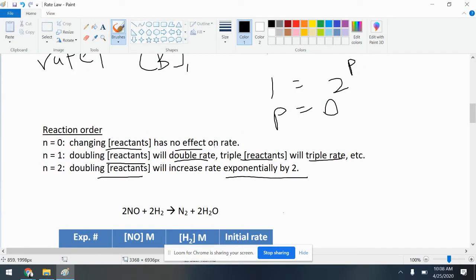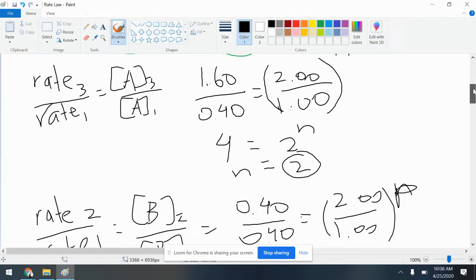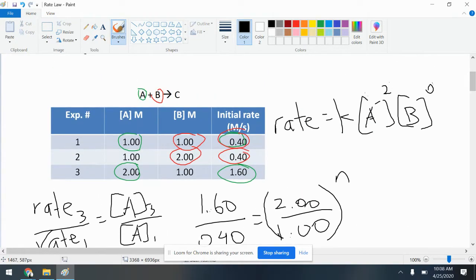So before we move on to the last example, I forgot to mention earlier, based on your equation here for A and B, since B the reaction order is zero, we don't really need to include it into our rate law equation. So you can simply just take this out. Okay, because why? Since the reaction order is zero, concentration doesn't affect the rate. And the rate law shows us how concentration affects the rate.